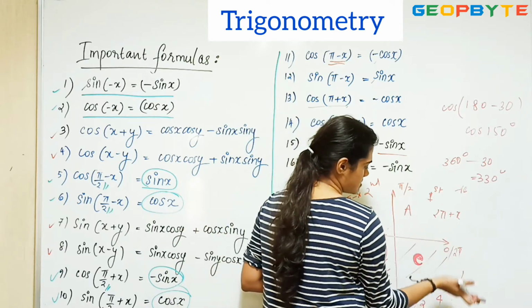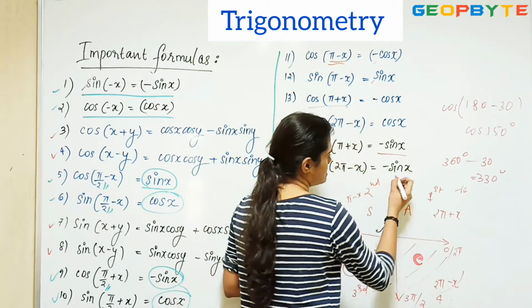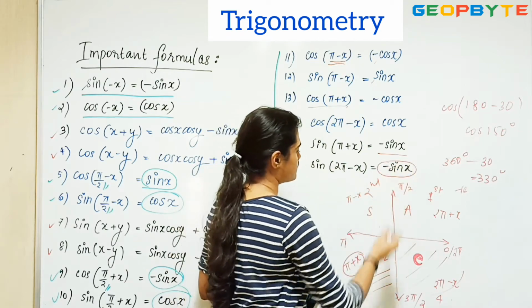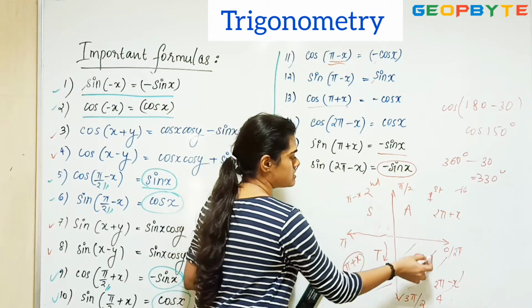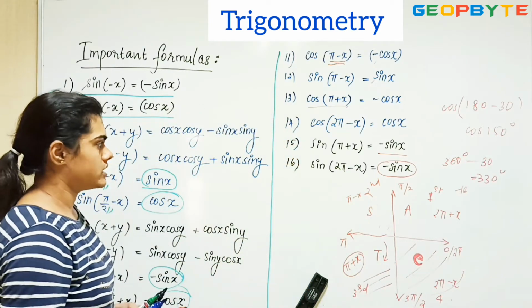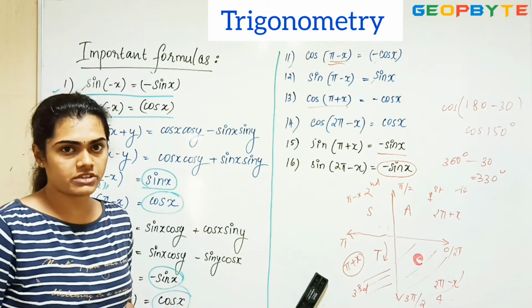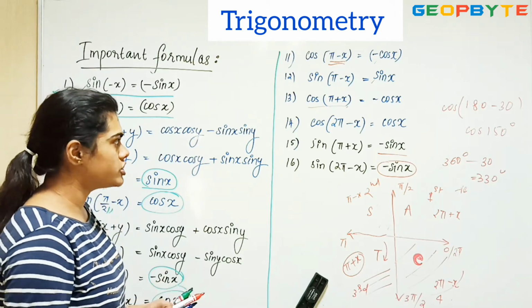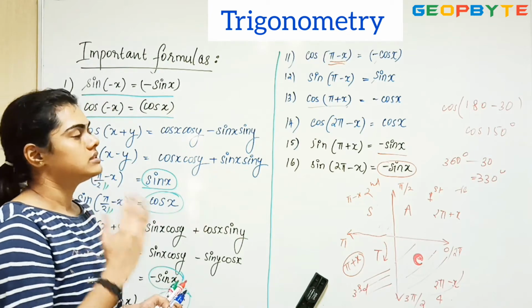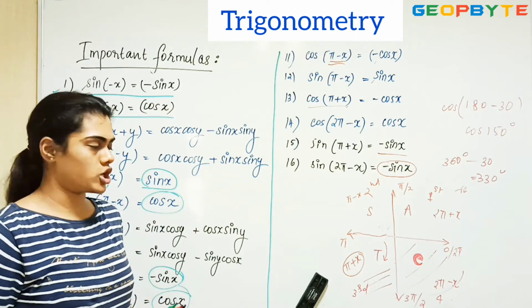Sine of 2 pi minus x is in the fourth quadrant. And what is the sign of the function? That will be negative, since cos and its complementary angle are positive in the fourth quadrant. So this is how you have to remember the function. Whenever there is a conversion, you have to check whether it's pi or pi by 2, and you have to check the sign of that function in each quadrant.